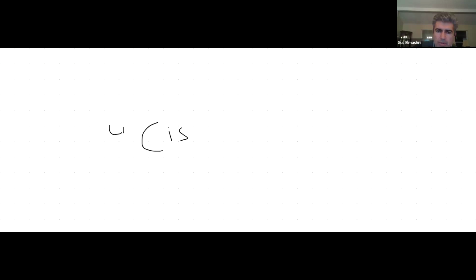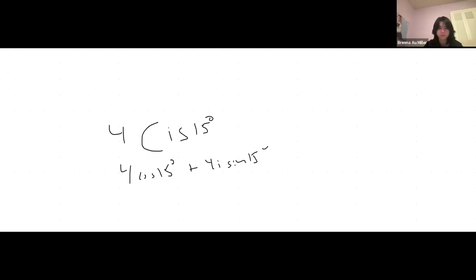So say I have 4 cis 15 degrees. We know that means 4 cosine 15 degrees plus 4i sine 15 degrees. We know what that means, right? If you want the conjugate, then it would just be 4 cos 15 degrees minus 4i sine 15 degrees. That's all.